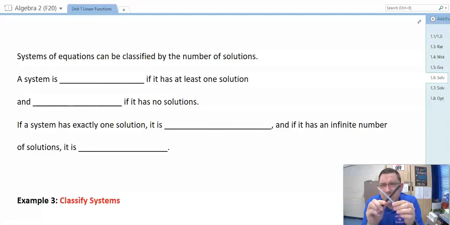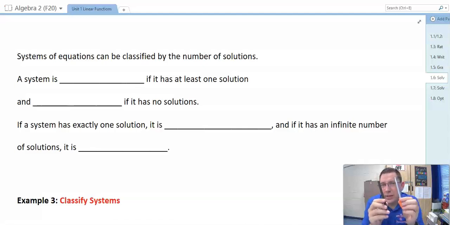But what else could these two lines do? Well, think about it. Like if I took these two lines and I put them like this, they're now what? They're parallel, right? And so solutions happen when the two lines touch. Where do these two lines touch? They don't. That's the point. So how many solutions would this have? None, right? And so that's case 2.